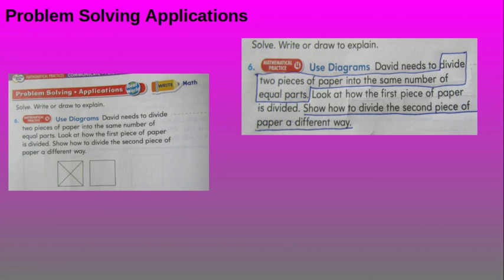Now, if I look at the first piece of paper, it's already divided into how many equal parts? We'll go ahead and count them. 1, 2, 3, 4. So that piece of paper is divided into fourths. I have to divide the next piece of paper into fourths as well, but I have to show it a different way. So here's how I showed fourths a different way.